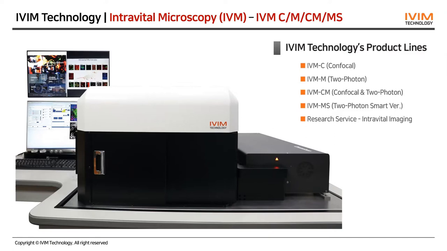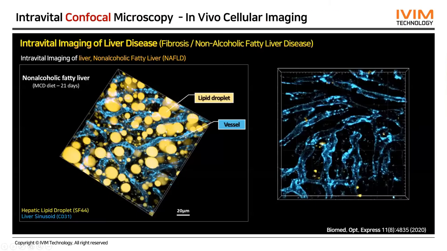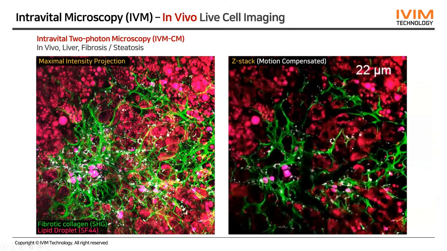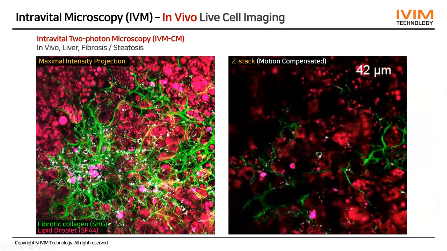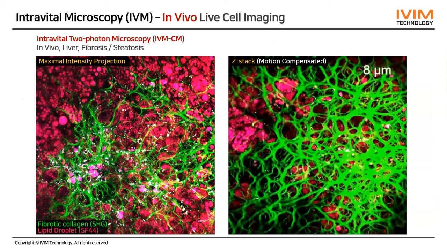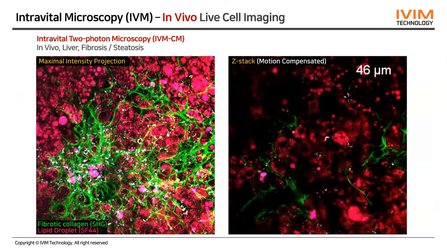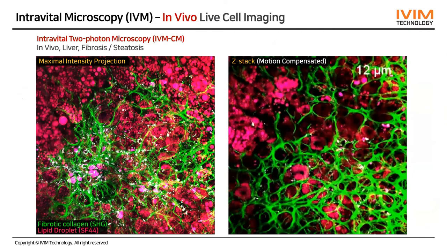Okay, let me move on to the next question. So from Yachi: you showed many amazing videos. Among them, what are the examples that can be achieved by the IBM MS model with the 920 nanometer wavelength? Yeah, actually, this example is imaged by using a single 920 nanometer wavelength. So we obtained the second harmonic generation and the fluorescence image together with the single wavelength.